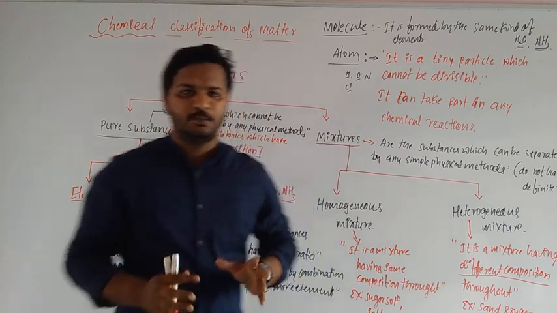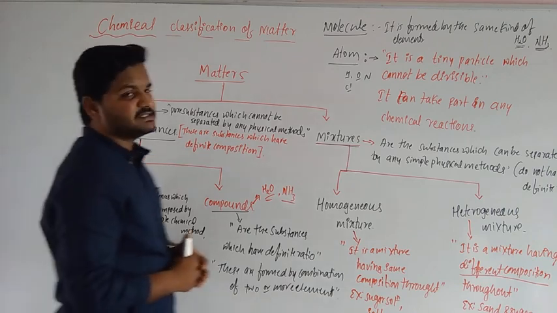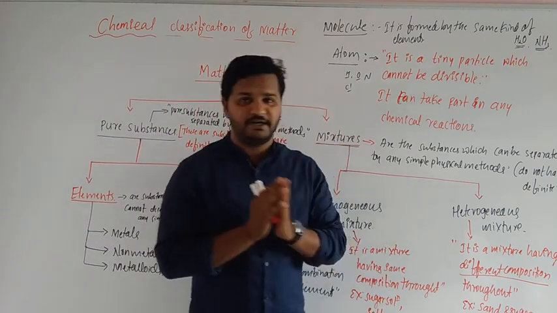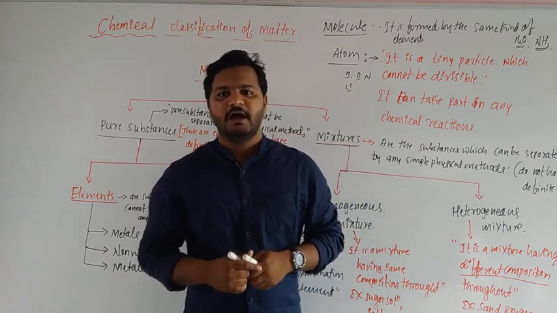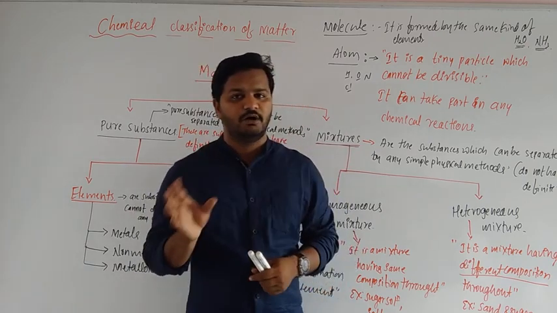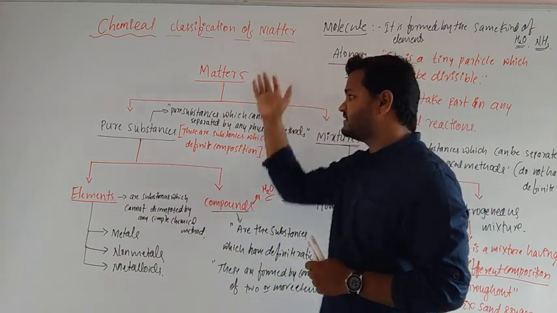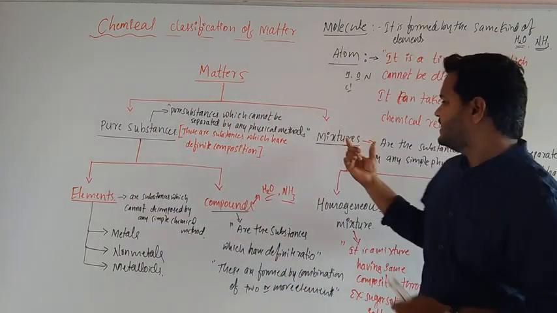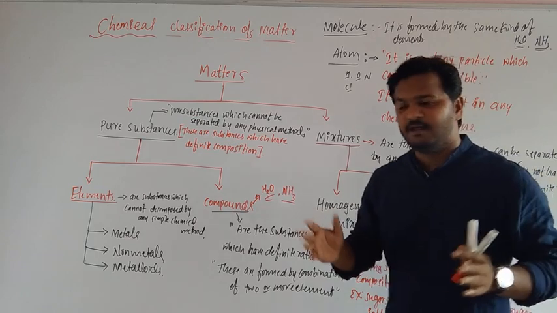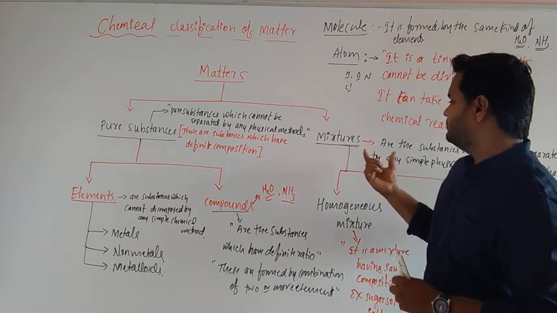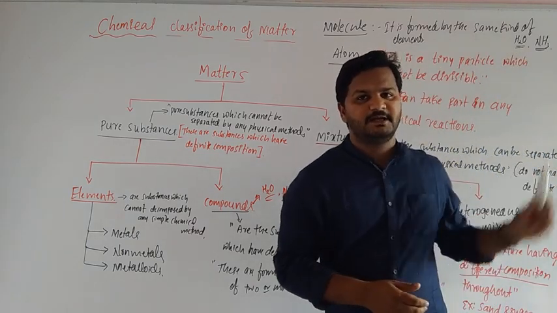Okay students, so this is about the chemical classification of matter. Okay, I will recall it once. Atom means it is a tiny particle which cannot be separated further, and molecules are made up of the same kind of atoms or different kinds of atoms, or you can say they are made up of two or more atoms. Okay, and next one, chemical classification of matter. Here matter is classified into two types: pure substances and mixtures. Pure substances cannot be separated by any physical methods, and mixtures are substances which can be separated by physical methods.